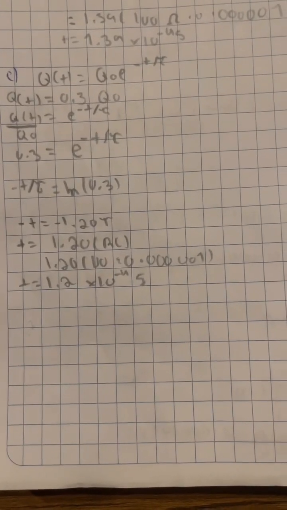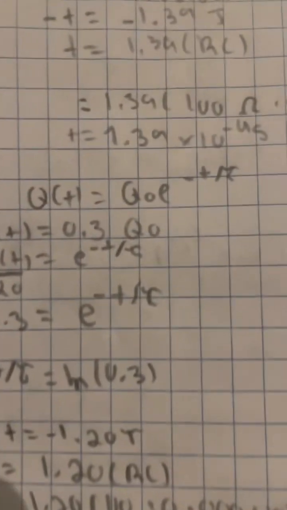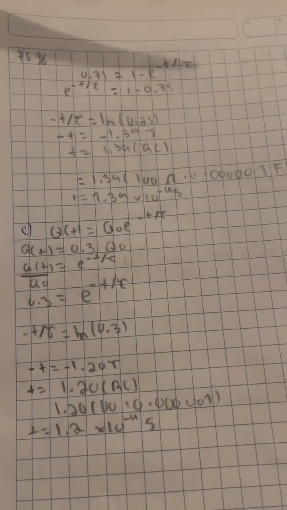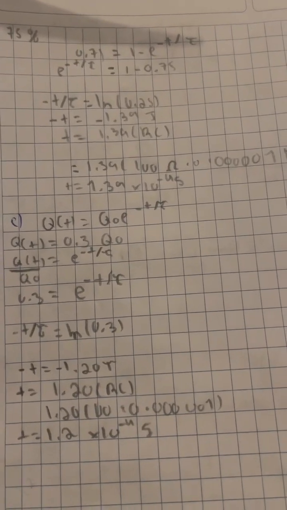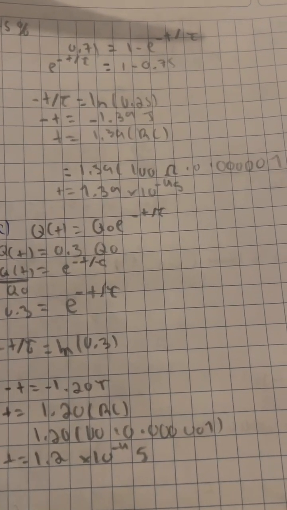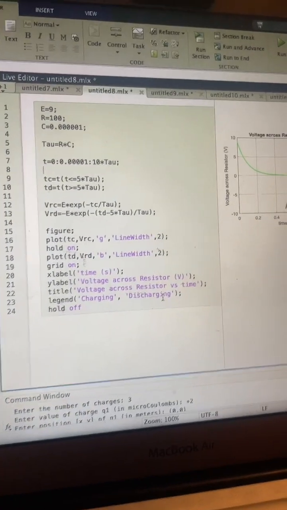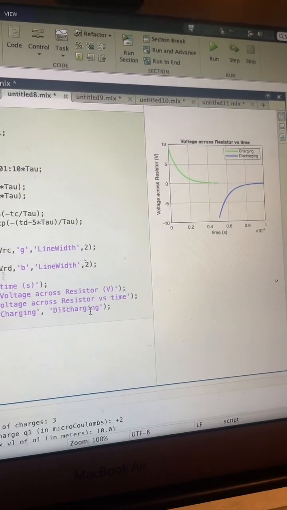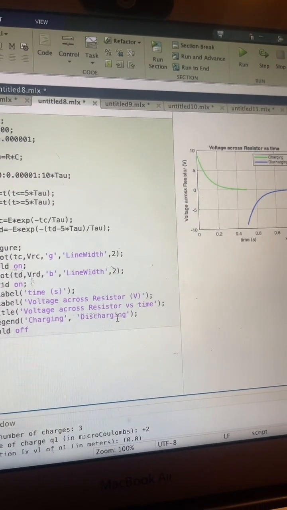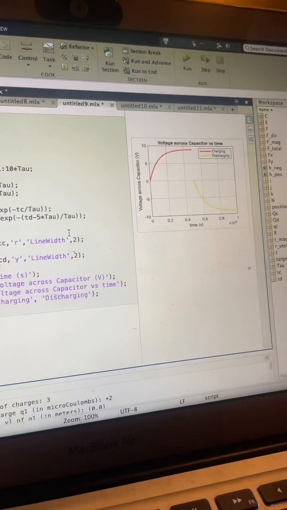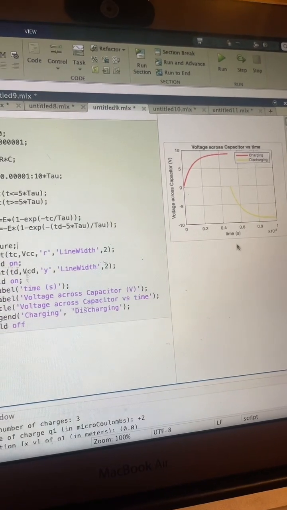Finally, in part C, I solve for the discharging process using this formula. Then I isolate t and I calculate it using the natural logarithm based on the fraction 0.3. With all this done, we move to MATLAB. So here we have the first graph of charge over time. Here we have the second graph of voltage across the resistor over time. And here we have the last graph, that is voltage across the capacitor over time.